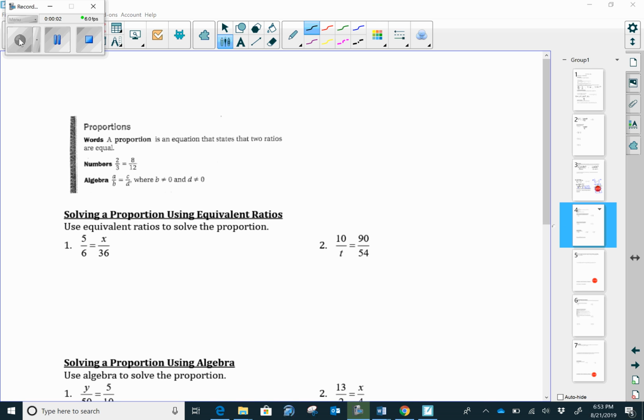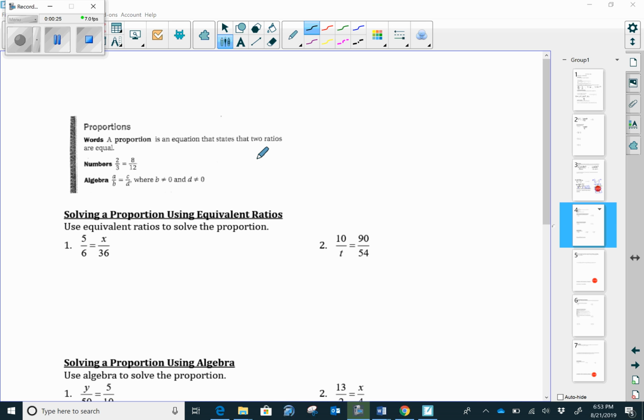Unit 10, Section 2, Writing and Solving Proportions. A proportion is an equation that states that two ratios are equal. For example, 2/3 equals 8/12, as long as b does not equal 0, or d does not equal 0 for the denominator.